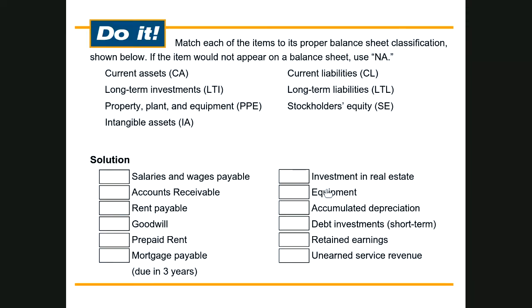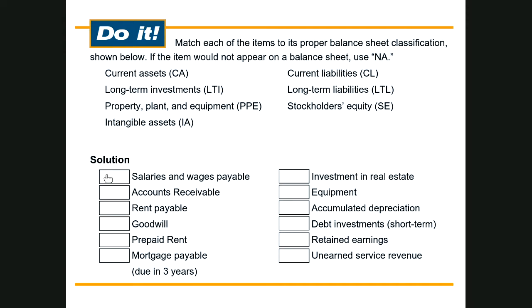All right, now let's do this quickly. If you can classify the following, we'll take turns. We'll start with Mr. Adil. Salaries and wages payable. How do you classify that? Where would you put it? And the classifications are given up here. So where would you put the salaries and wages payable? Mr. Adil? In current liabilities.